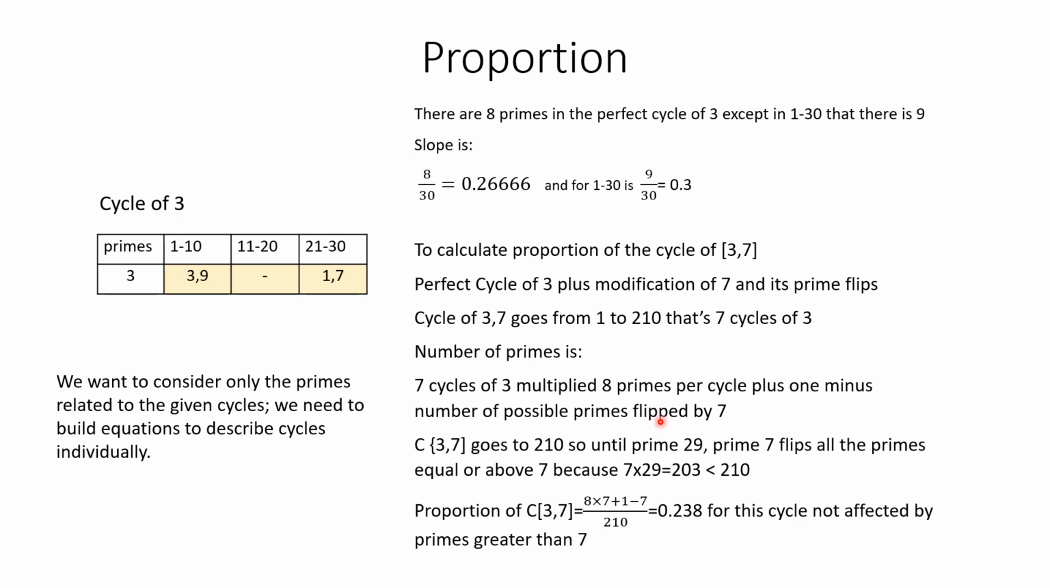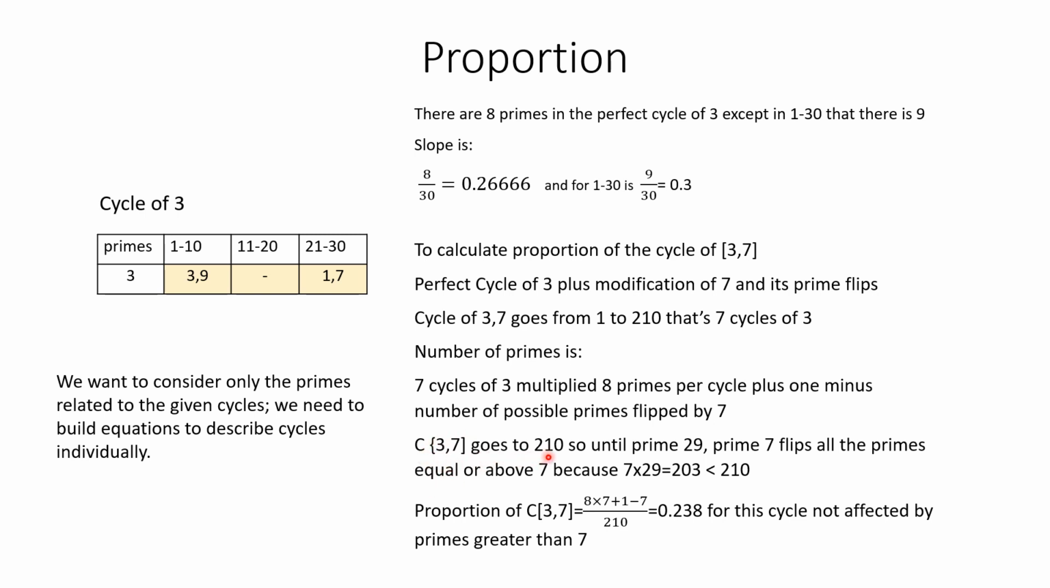The number of primes: I'm going to calculate the number of primes for the cycle of 3 and 7 alone, so we are not taking into account prime flips of other primes. 7 cycles of 3 multiplied by 8 primes per cycle of 3, plus 1. Plus 1 is because the 3 is going to be a prime also. Minus the number of possible prime flips by the 7. Cycle of 3 to 7, there's a mistake here, there has to be another symbol there, right?